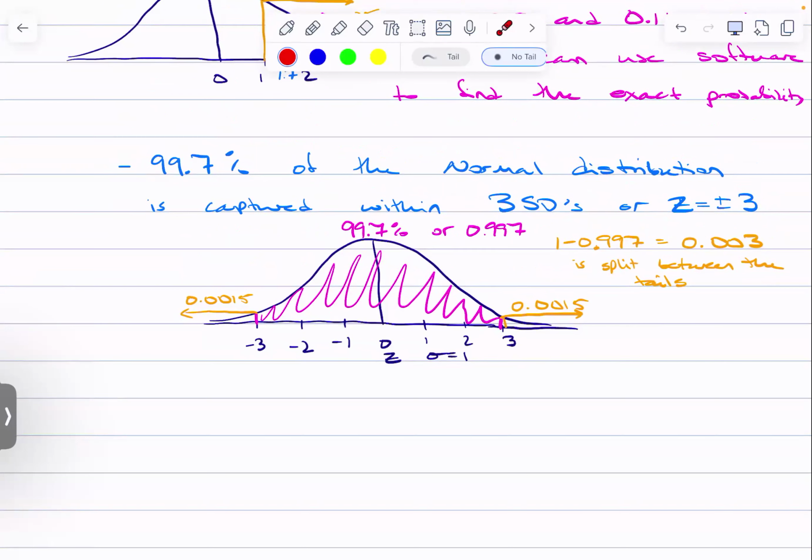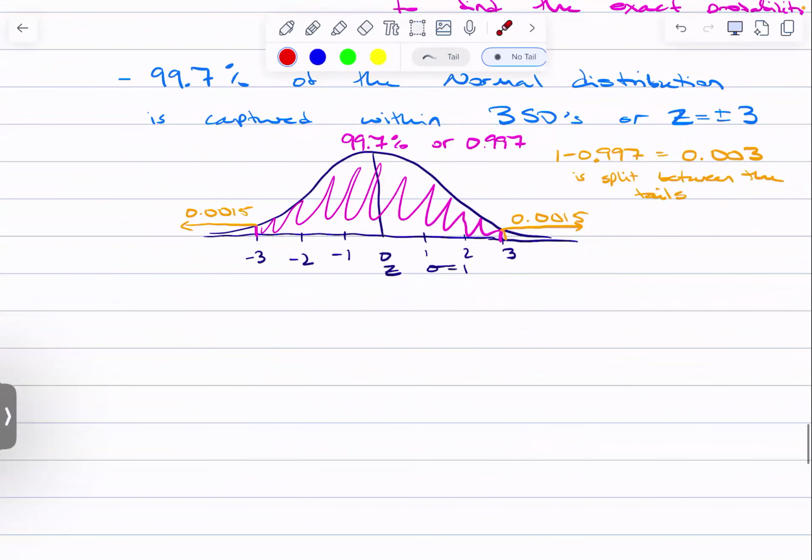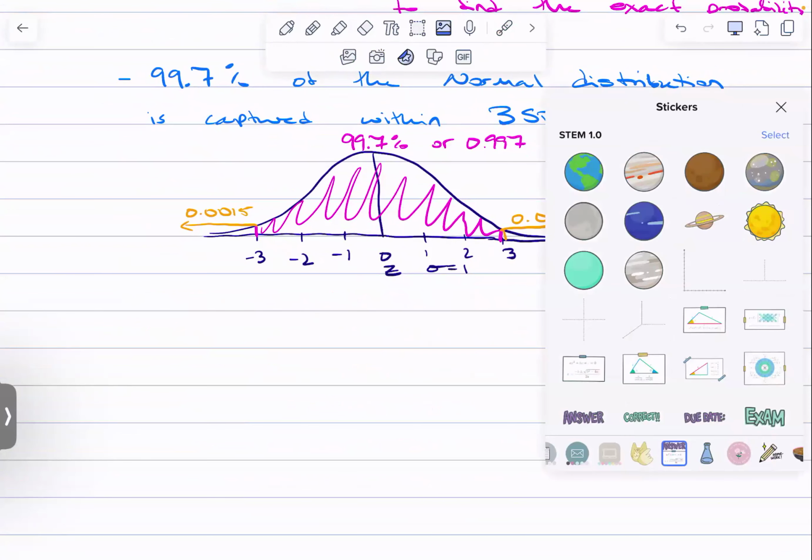So then the 68, 95, 99.7 rule gives us just a quick approximation of areas under the curve, right? And so if we find that we're 2.5 standard deviations above the mean, then what do we know? The probability of being 2.5 standard deviations above the mean is somewhere between 0.0015 and 0.025, very small still, right? And so we can break this up and use it as a puzzle piece, or a puzzle, I should say.